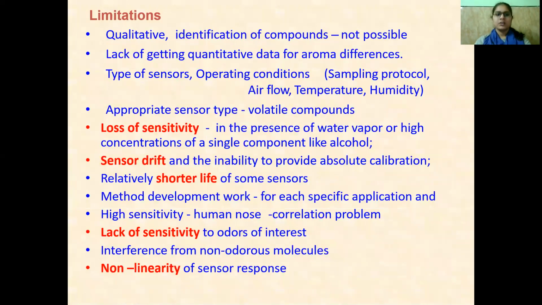Now, what are the limitations? Qualitative identification of compounds is not possible. There is a lack of quantitative data for aroma differences, and dependence on type of sensors, operating conditions, sampling protocol, airflow, temperature, humidity, and appropriate sensor type for volatile compounds. There is loss of sensitivity in the presence of water vapor or high concentrations of a single component like alcohol. There is sensor drift and inability to provide absolute calibration, and relatively shorter life of some sensors. Method development work is needed for each specific application, and there are problems of correlation with the human nose, lack of sensitivity to the odors of interest, interference of non-odorous molecules, and non-linearity.